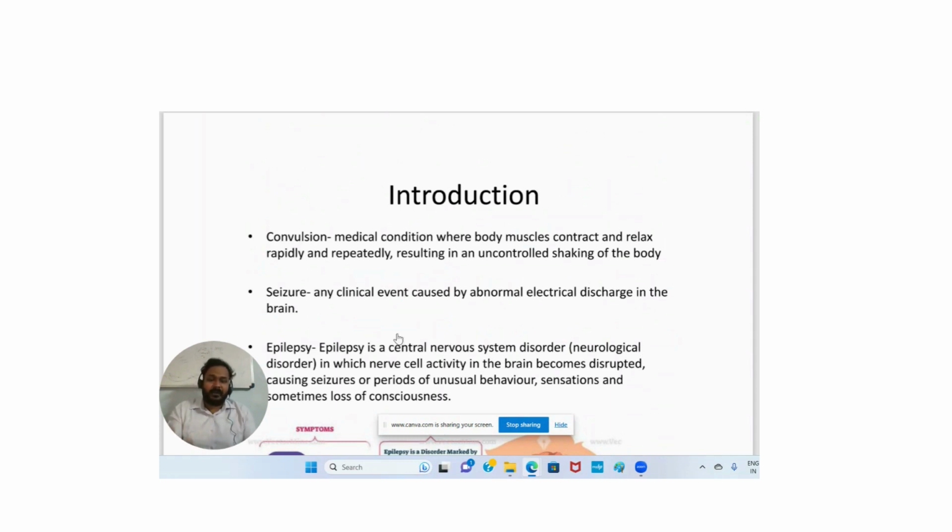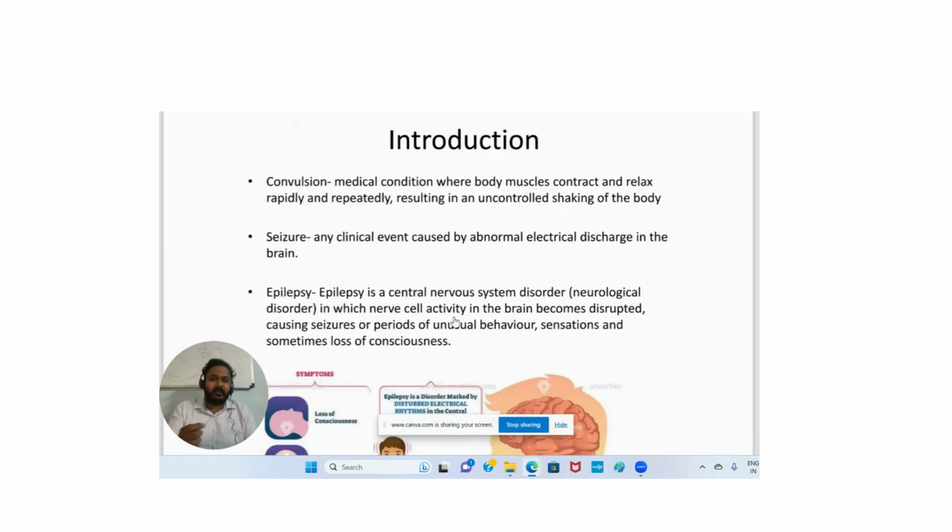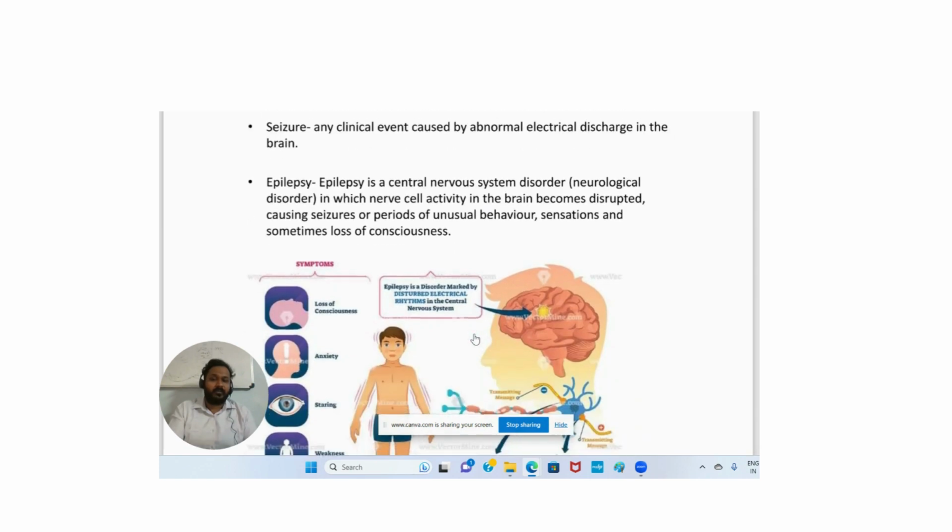Now, what is epilepsy? Epilepsy is a central nervous system disorder. It's a neurological disorder in which nerve cell activity in the brain becomes disturbed. It causes seizures and periods of unusual behavior and sensation and sometimes loss of consciousness.